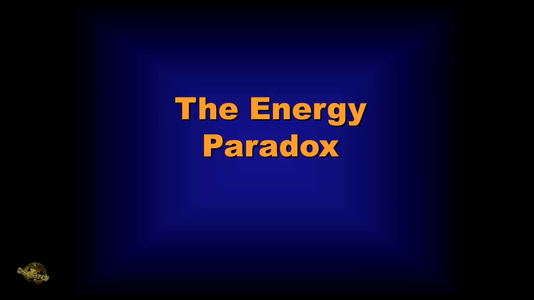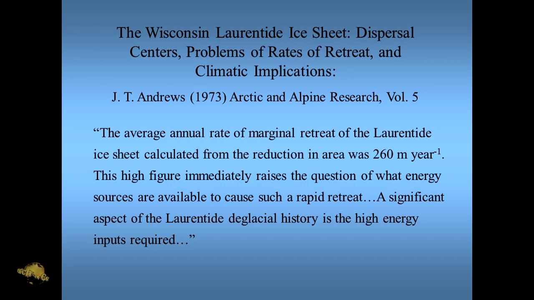We'll stop here for a minute, the energy paradox. You see, before the advent of radiocarbon dating, and we're talking here up until the 1950s, it was generally believed that the end of the Ice Age took 50,000 or more years. And that was based upon the rates at which we had seen modern glaciers recede. And extrapolating from modern glaciers receding, like at the end of the Little Ice Age, to the Big Ice Age, they assumed that it would take 50,000 years or more.